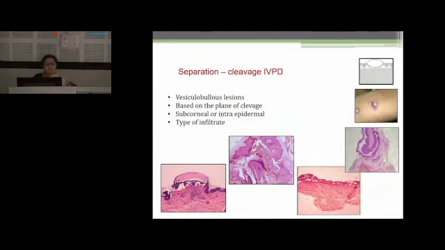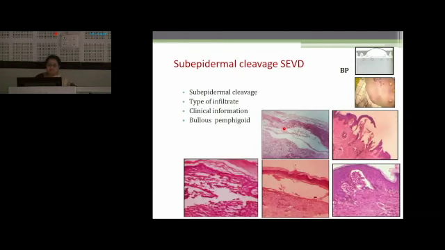The next two patterns, that is separation or cleavage type of dermatitis, include subcorneal or intraepidermal type of cleavage, and their classification is based on the plane of cleavage and type of infiltrate. Clinically also, information is very important, whether they are tense or not. This will be again discussed in the vesiculobullous diseases lecture. So the type of infiltrate is very important here.